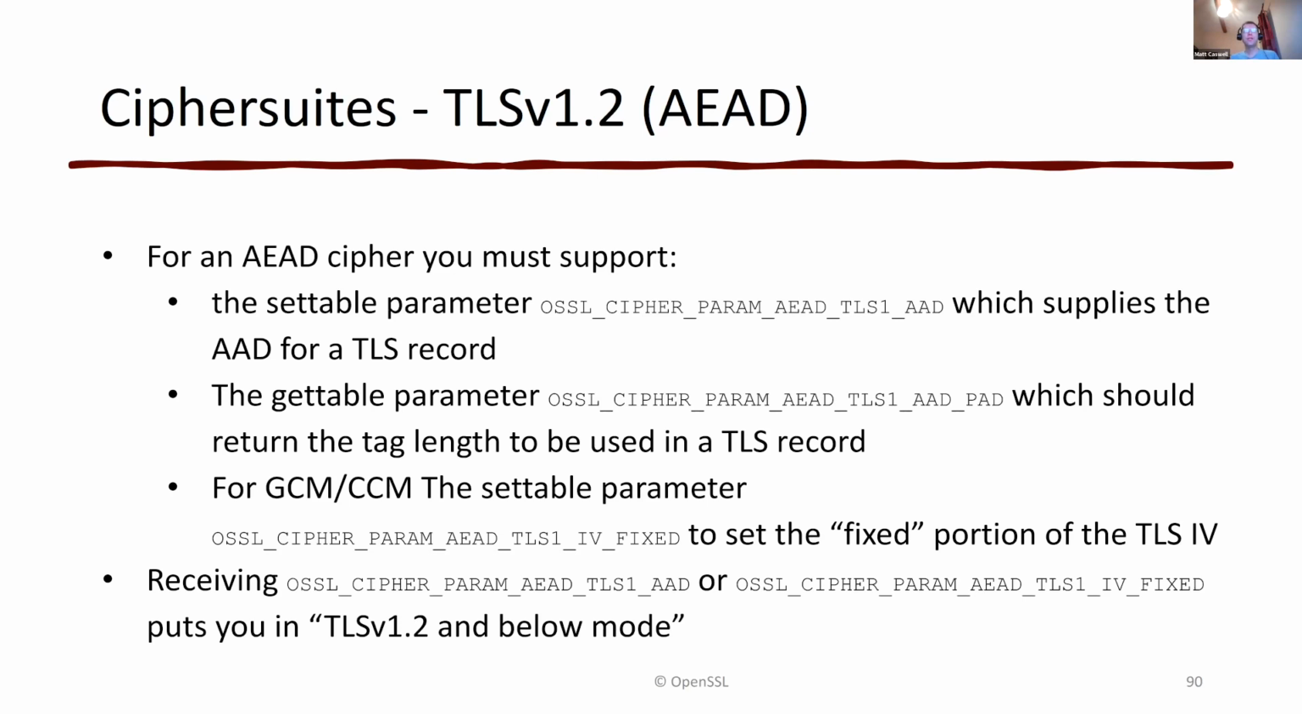Okay, so if you receive one of these, the AAD or the IV fixed parameters, then you're in TLS 1.2 and below mode for your cipher. I'm going to talk about that in a minute as to what that means and how you need to treat that. But if you receive them, you're in TLS 1.2 mode.